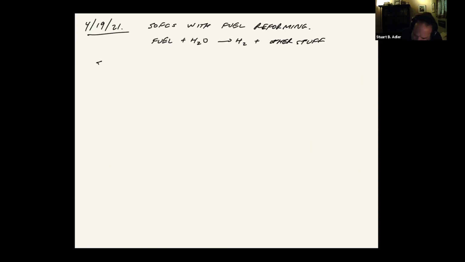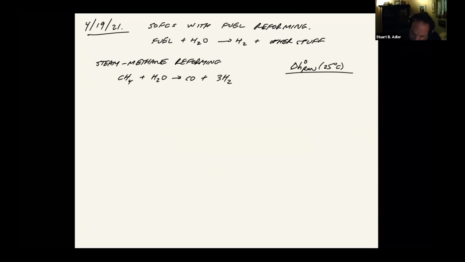And in particular, let's talk about steam methane reforming, which is formally written as methane plus water goes to CO plus 3 hydrogen. If we look up delta H0 of reaction at 25 degrees C, this reaction is pretty strongly endothermic. So we've got to put in 220 kilojoules per mole to reform methane, which is a lot given that the enthalpy of combustion is 800 kilojoules per mole. So 25% of that is the amount we would need to drive the methane reforming reaction.